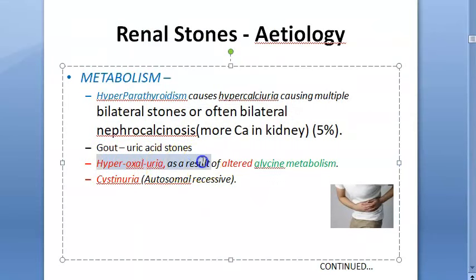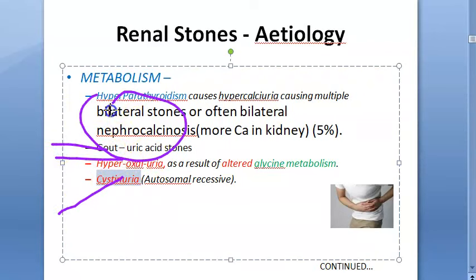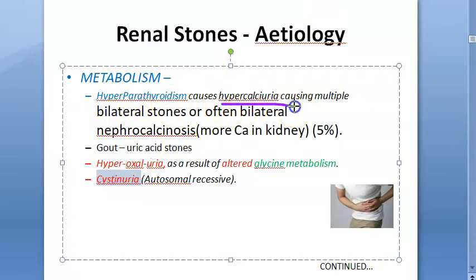Now hyperoxaluria as a result of altered glycine metabolism. So this will lead to oxalate, so that you can have oxalate stones, calcium oxalate, etc. So hyperoxaluria, then cystinuria, then there will be cysteine stones. Okay. So everything they have explained here: oxaluria, oxalate stones, cysteine stones, uric acid stones. This is calcium oxalate, you can say. Calcium oxalate stones, calcium phosphate stones, etc. The etiology is still continued.